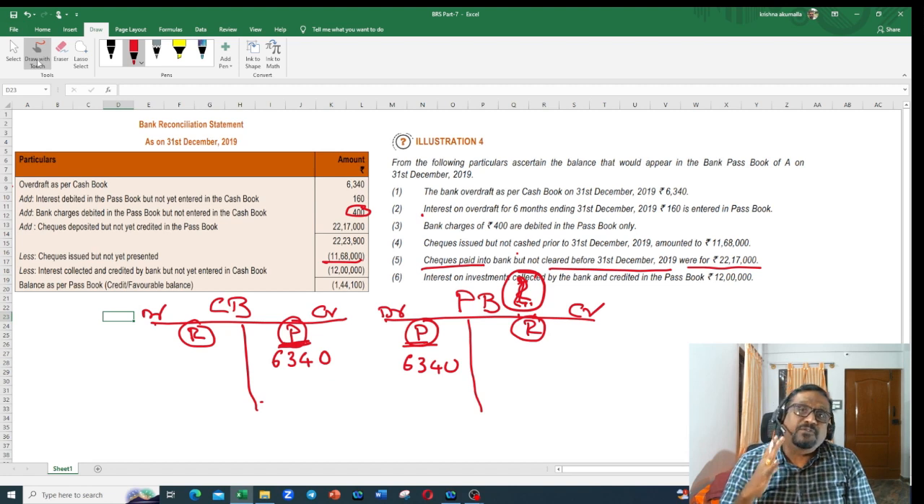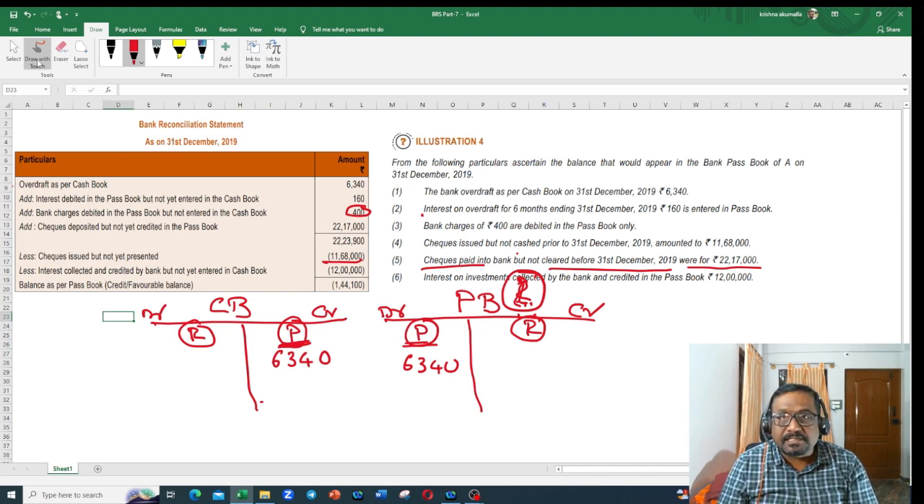They will try to confuse us to the core in the examination. We have to be very careful. Checks paid into the bank. There are some people who might misunderstand this. Oh, this is paid. No, why are you recording this on the receipt side? No, this is paid into the bank. That means what? We deposited into the bank, asking the banker to collect these amounts from our customers.